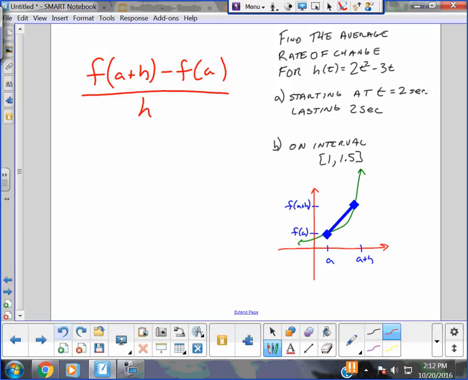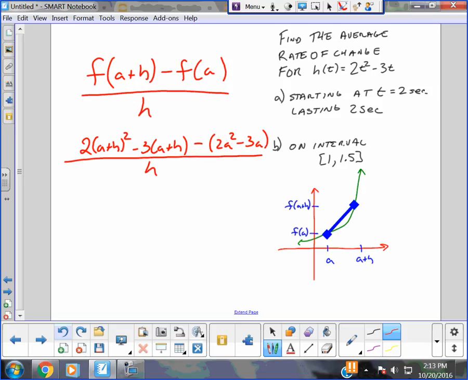All right, here I go. I plug in, and even though A and B are different ways of saying it, I still want this equation at A and h. So here I go. 2 times a plus h squared minus 3 times a plus h minus 2a squared minus 3a, all over h. I am pretty good at this stuff, so I can do all this in one step. If you need to practice your algebra, do that someplace else than on the video.